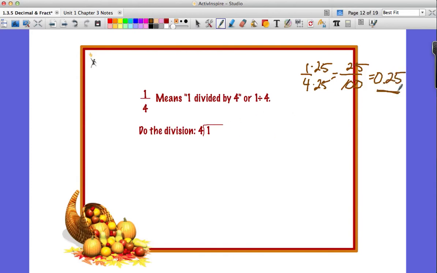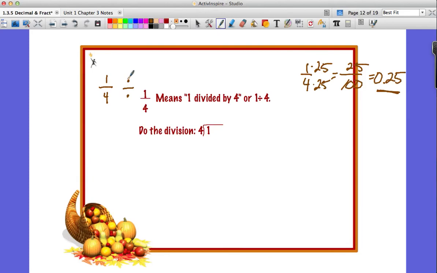Now, I want to make sure that this is the answer that I get. That's why I use it as an example. So 1/4 actually means 1 divided by 4. Look at a fraction. You have a number, a line, and a number. It's made to look like a division symbol.